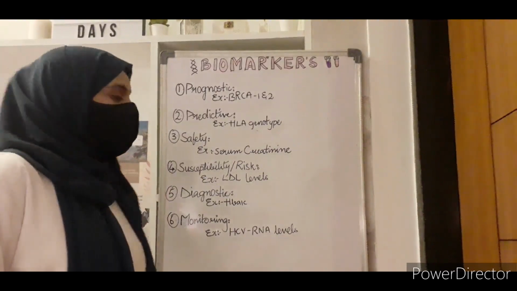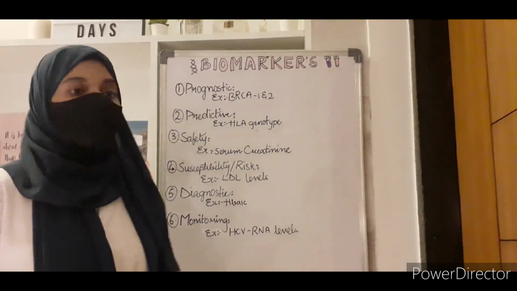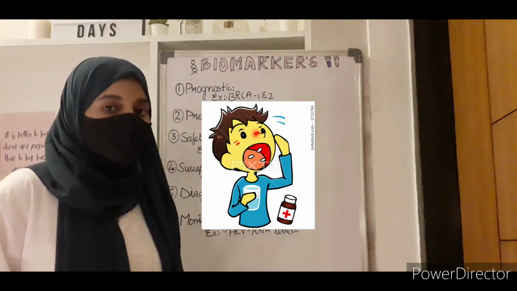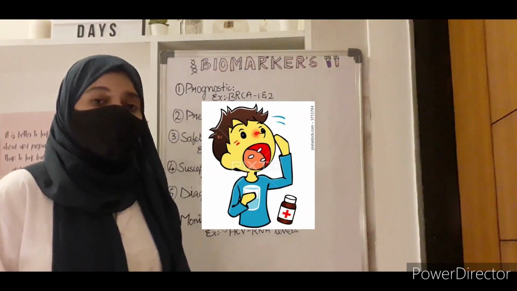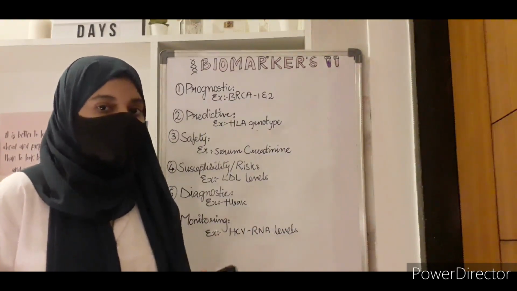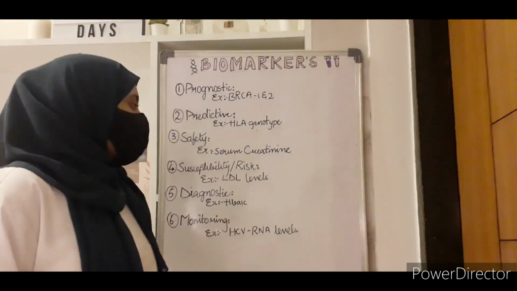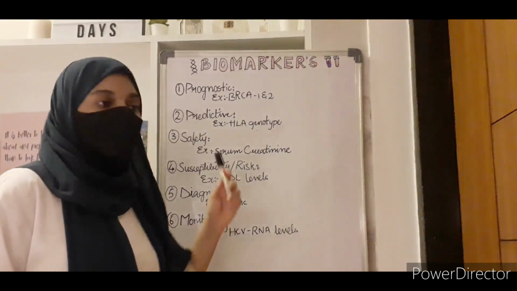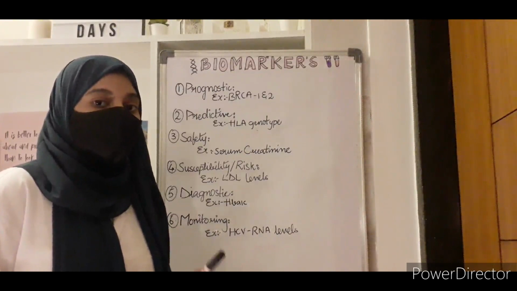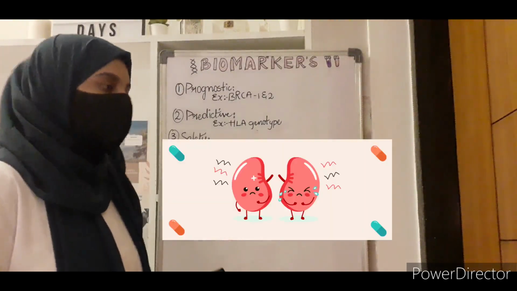And then next we have a safety biomarker. Safety biomarker is measured before and after a patient is exposed to a drug or a certain treatment to see if the drug or the treatment has any adverse effect or toxicity in the body. The example of safety biomarker is serum creatinine, and this is a biomarker for patients who are on drugs which can affect kidney, or to monitor nephrotoxicity.